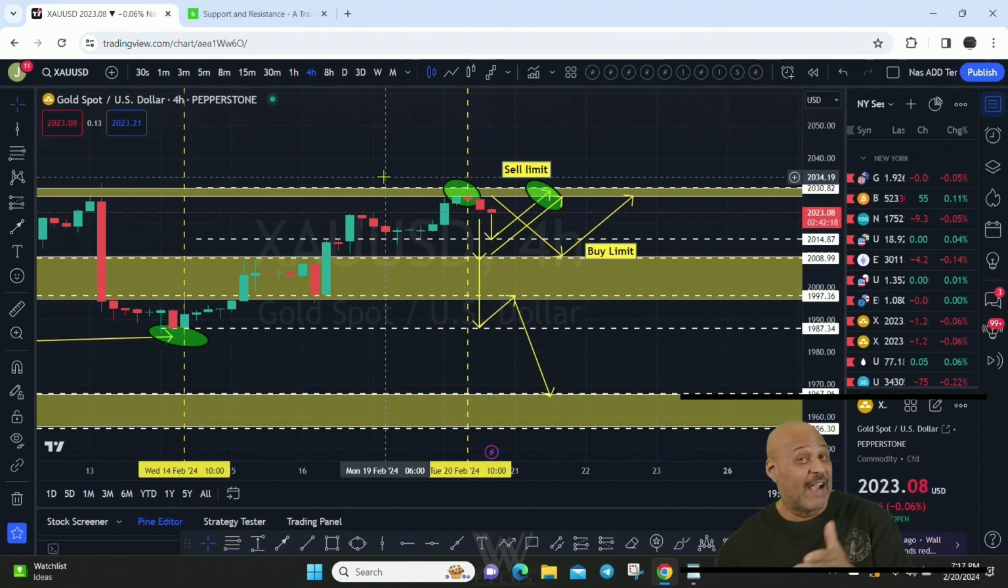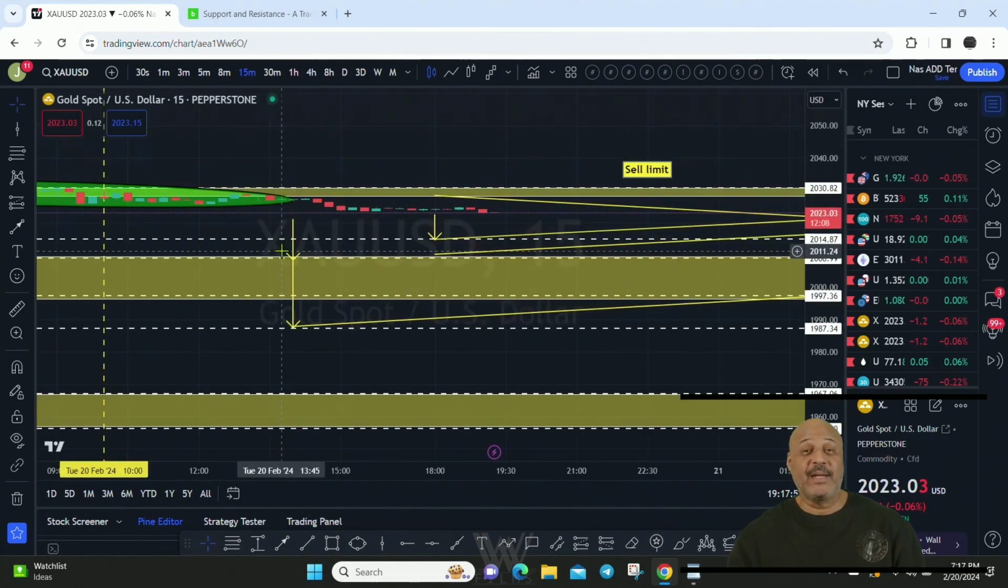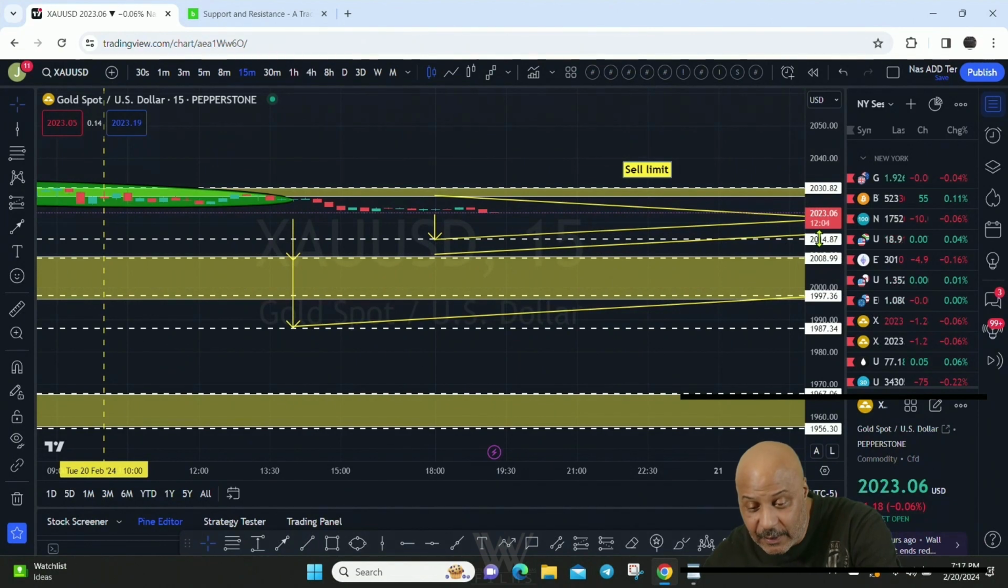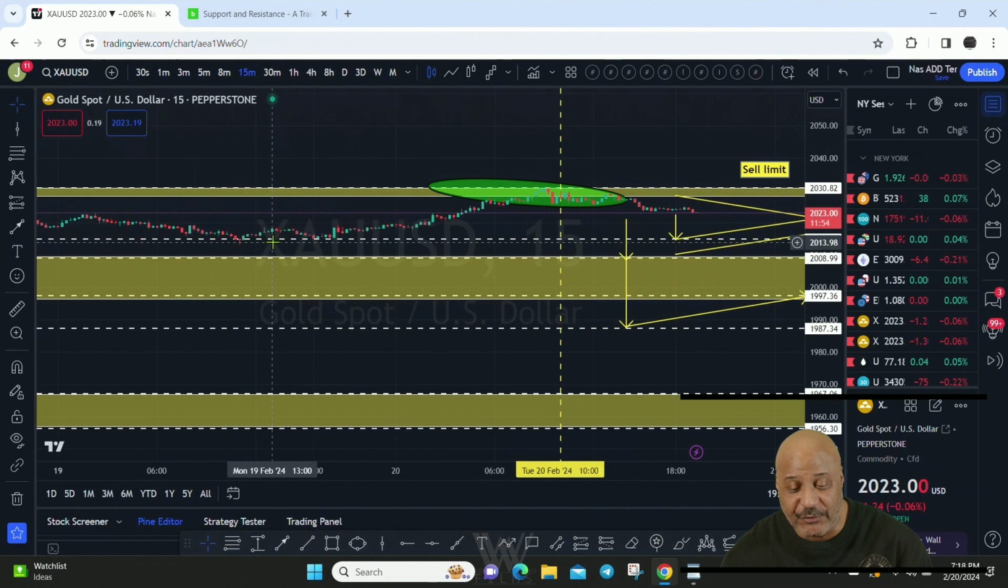So let's say I go down to the lower time frame. Remember, I'm on a 4-hour time frame. I go down to the 15-minute time frame. What does 15-minute time frame mean? Every candle is 15 minutes. See that right there? So how much time do I have on this candle? I got 11:58. So now I come over here and find a perfect entry.